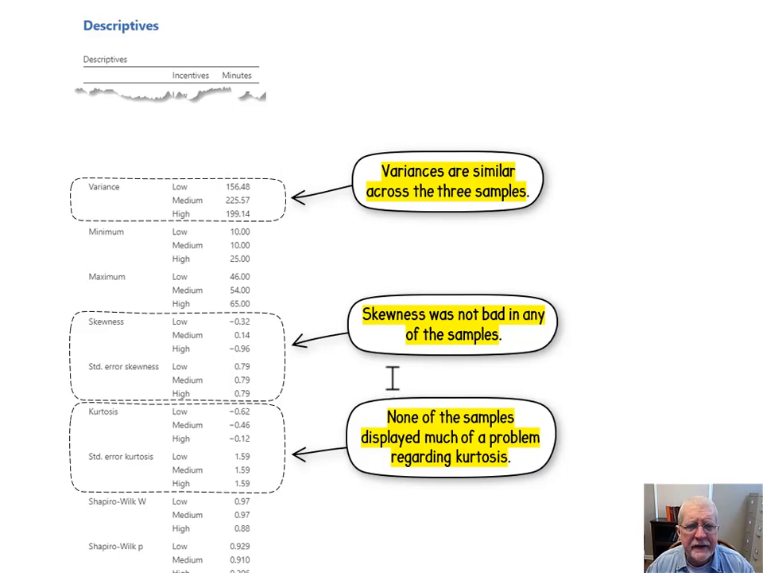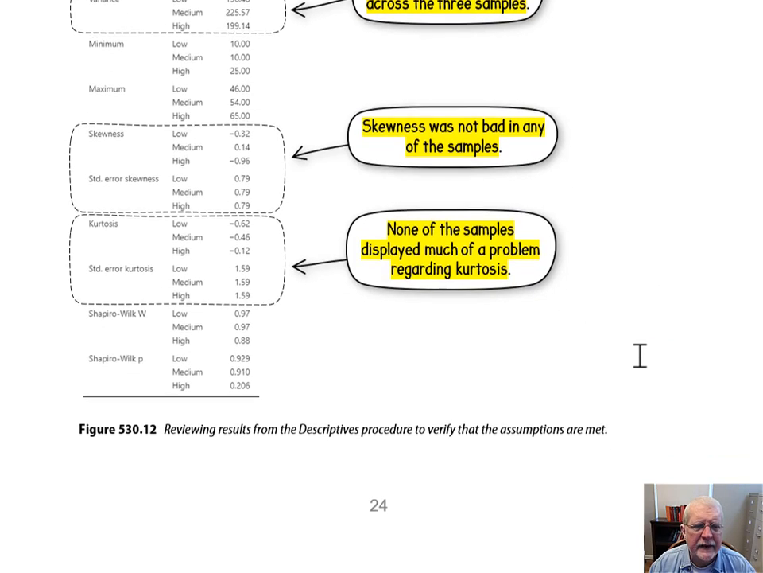Skewness was not bad in any of the samples. Here we see the skewness statistic for the three conditions. This is the standard error of the skewness statistic, for those that want to determine whether you've got statistically significant skewness statistics. In our class, we mostly just focus on the size of the skewness statistic. By the same token, none of the samples displayed much of a problem with kurtosis. Here we have kurtosis statistics. I will refer to this a bit later in the text.